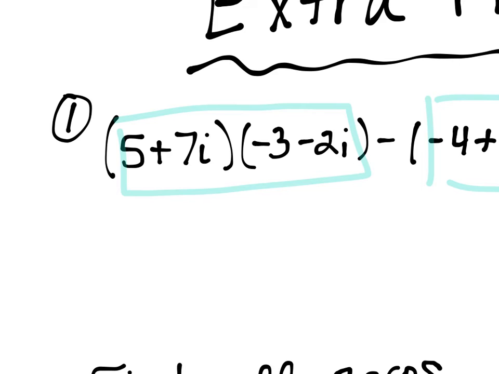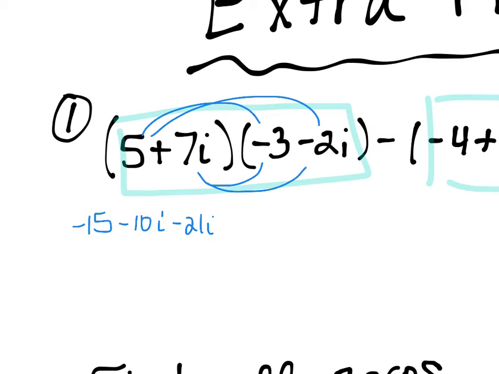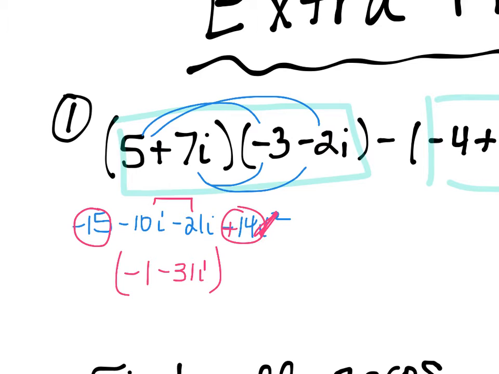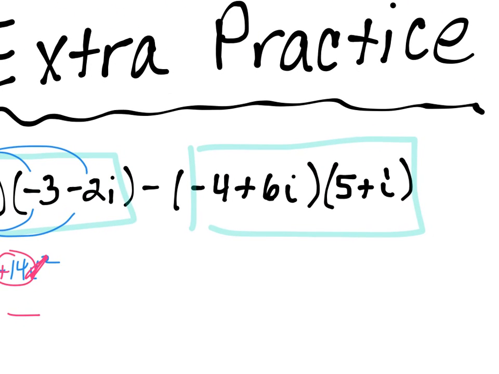So the first thing we're going to do is FOIL. What's 5 times negative 3? What's 5 times negative 2i? Good. 7i times negative 3. You're right, 21i. And then negative 7i. Excuse me, positive 7i. Negative 2i. As soon as I see i squared, what do I do? Cross it off and change the sign in front. So your reals are on the outside. What's negative 15 and a positive 14? And then what do I have here? Negative 31i. Agreed? Minus. Do the same thing over here.